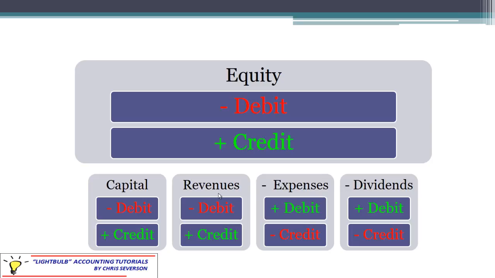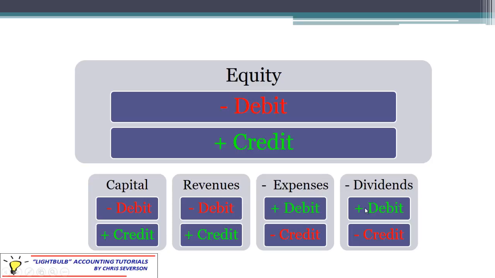Notice I have a minus sign in front of expenses and dividends. As we increase an expense, we decrease net income, we decrease retained earnings, therefore we decrease overall equity. Because of that, it has the opposite normal balance rule from equity overall. Expenses have a debit normal balance, which means they're increased by a debit, decreased by a credit. The exact opposite of equity overall. The reason this works is that as you increase an expense with a debit, that same debit basically reduces equity.